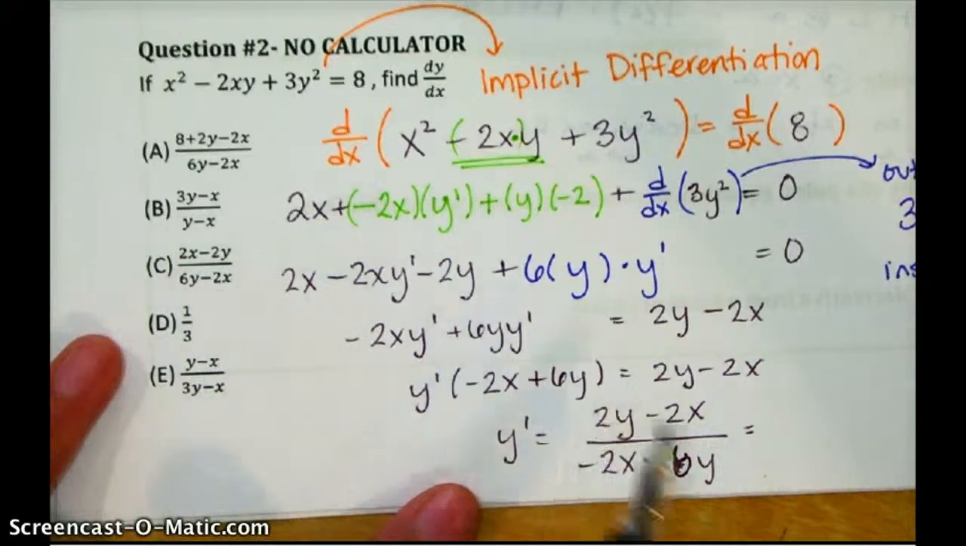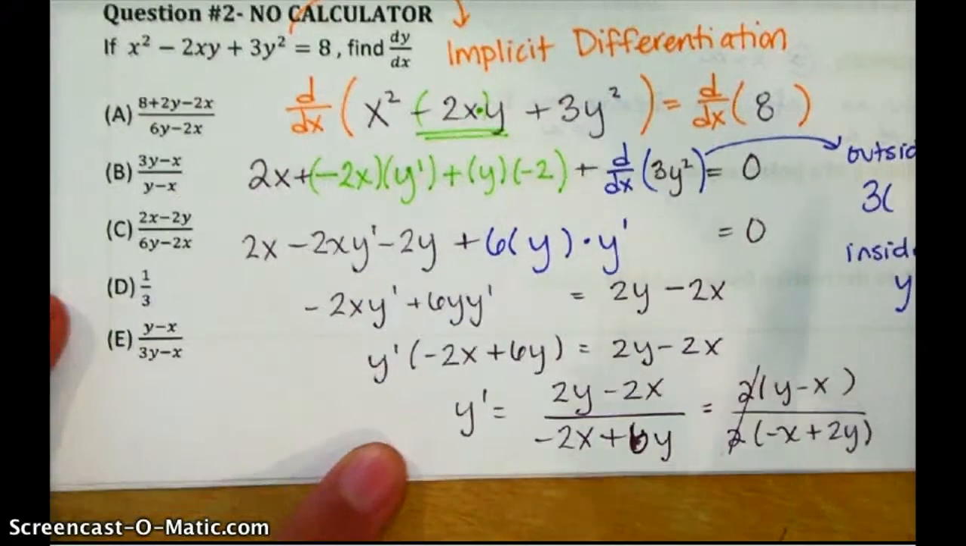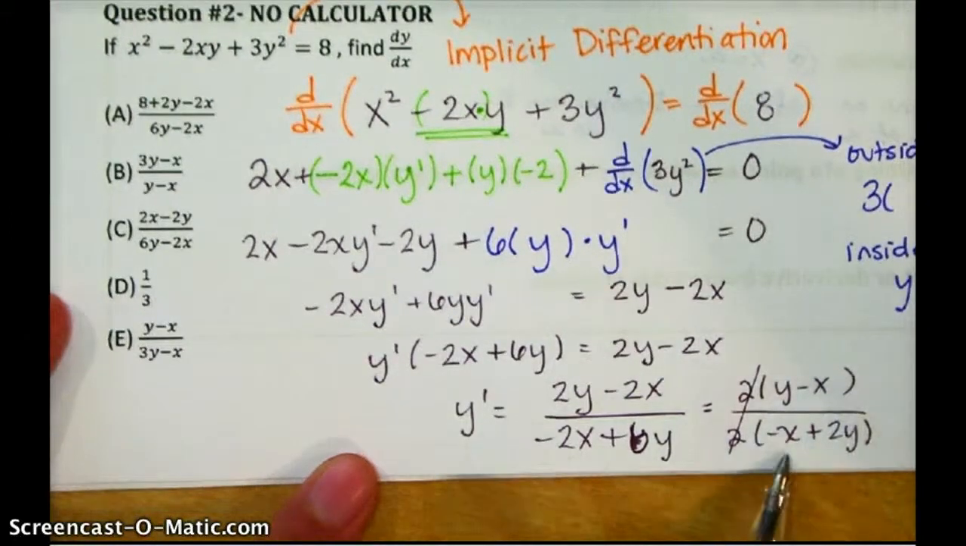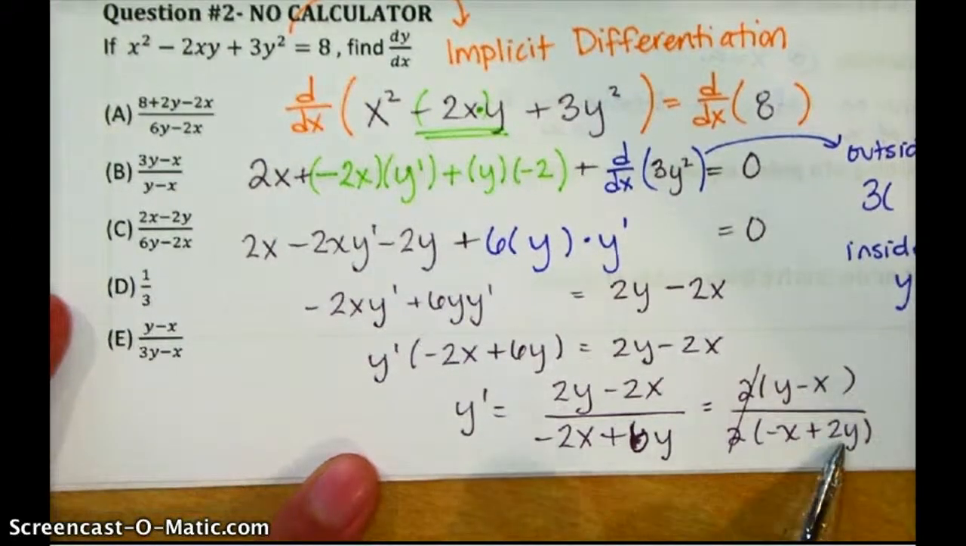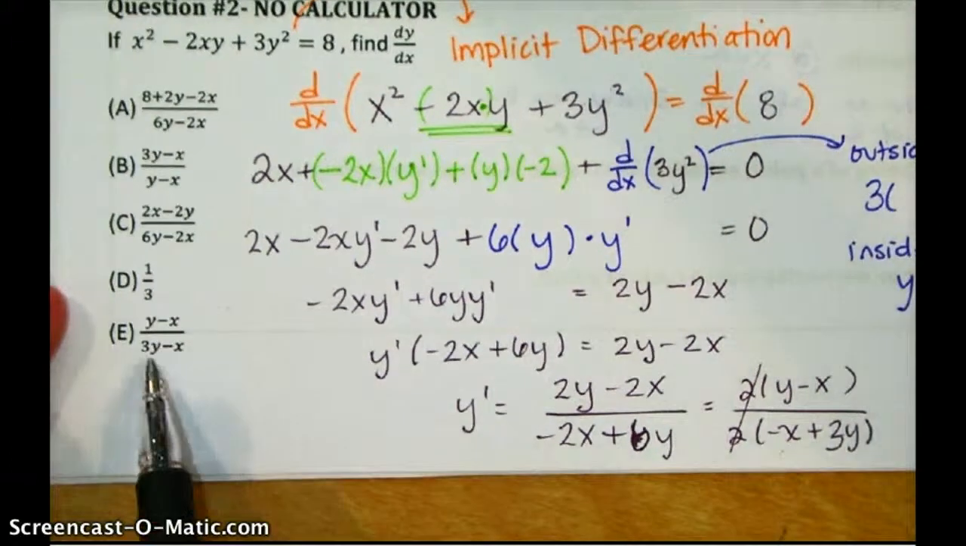And so the last thing that you can do here is you can actually take out a GCF of 2 on the top and the bottom. And those GCFs cancel, leaving you with y minus x over negative x plus 3y. And that's the same thing as 3y minus x because the signs are the same. The 3y is positive and the negative x is negative.